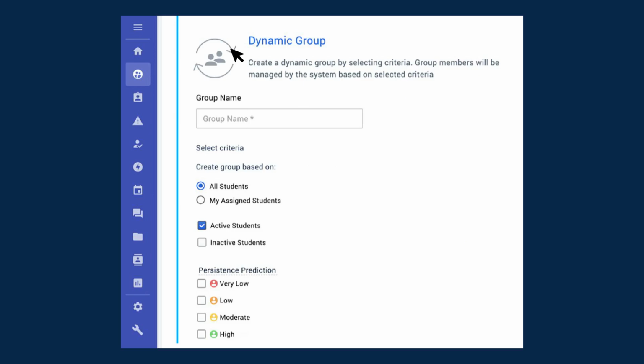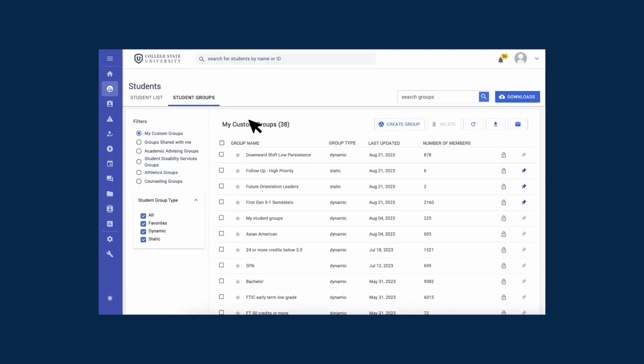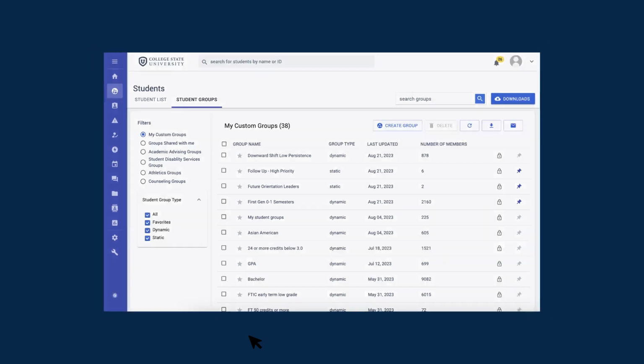With dynamic groups, you can monitor specific student populations like transfers or students on academic probation. Dynamic groups also make it easy to keep up with students in each designated category by automatically updating when the student meets certain criteria, allowing you to easily check in on student progress to inform your day's engagement efforts.